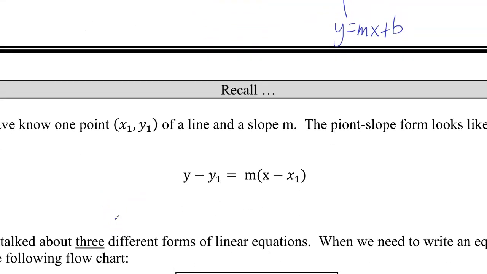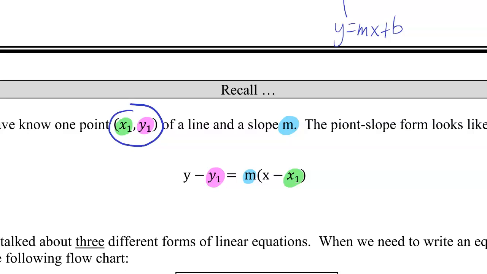It might already be written down, but it says assume we know 1 point (x1, y1) on a graph and the slope as well. So let's say we know what m is, and we know 1 point on the graph. Let's say we know x1 and we know y1. Then the point slope form is y minus y1 equals m times x minus x1. That is the point slope form, okay?